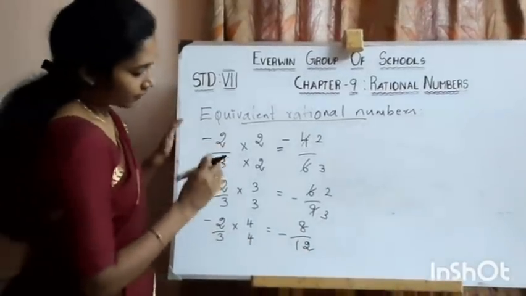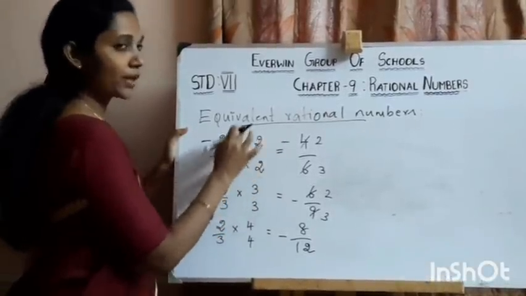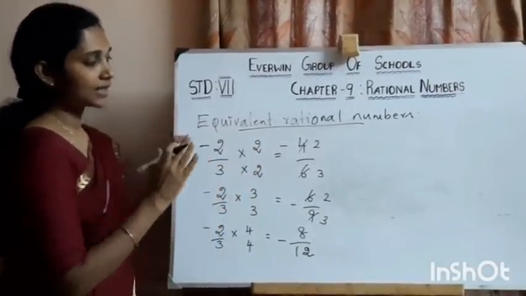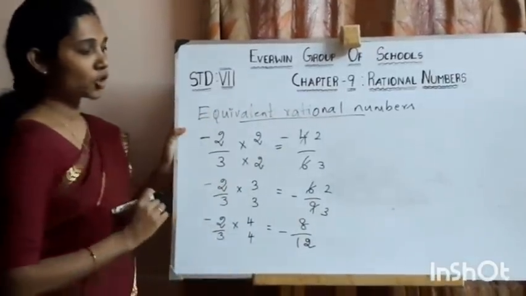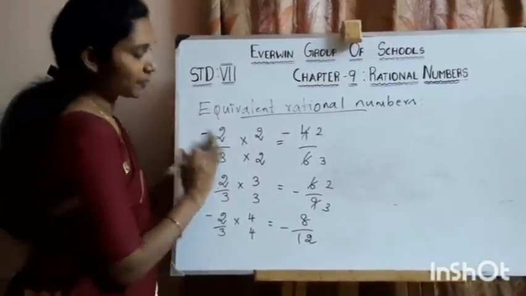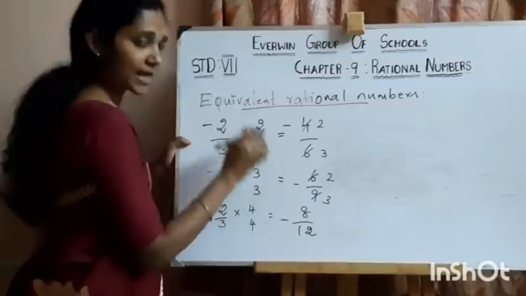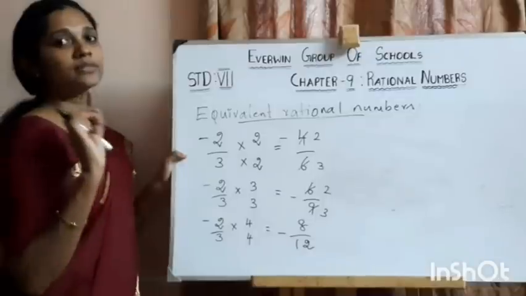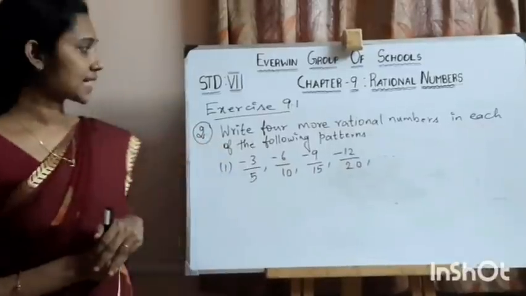So whenever we multiply the numerator and denominator with the same non-zero integer, we say that those rational numbers are equivalent to each other. Similar to multiplication, when we divide the numerator and denominator with the same non-zero integer, those numbers are also said to be equivalent rational numbers. Okay, now we shall move on to the exercise.